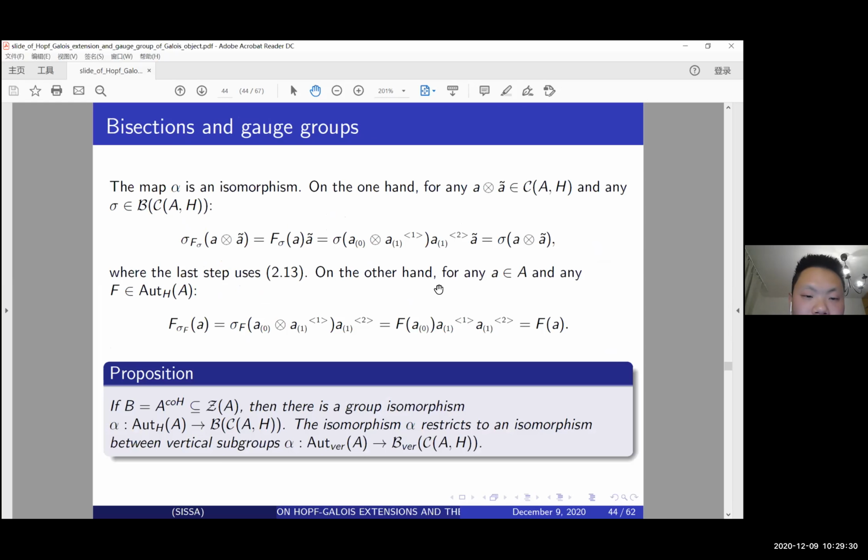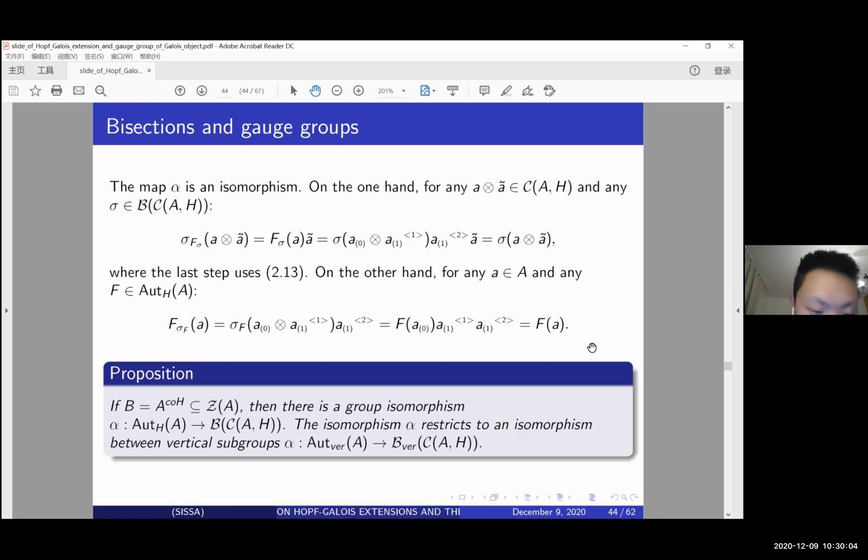So on the other hand, for any element A and any gauge transformation F, you have F sigma F of A is equal to this one by the correspondence and also equal to this one, also by the definition. And then we see that here we also need to use the property of the translation map. That is when H1 upper 1 meet H upper 2, then it became the epsilon H, and then we result in F of A.